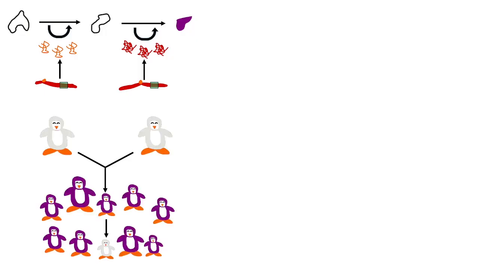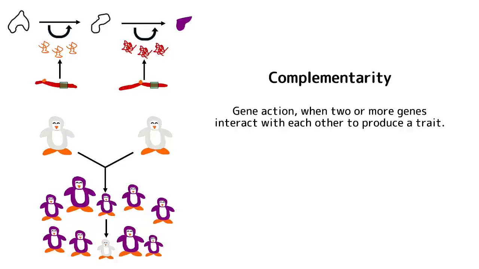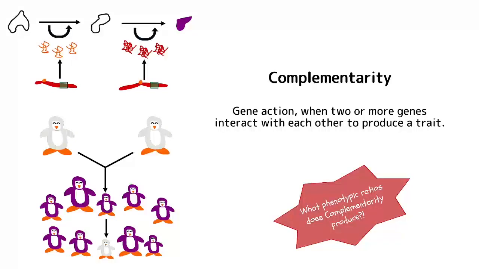As you can see, both genes are needed to create a phenotype, and this is defined as complementary gene action, which is the gene action when two or more genes interact with each other to produce a trait. Now, what phenotypic ratios does complementary produce? Well, we can just use the Punnett square to check it out.